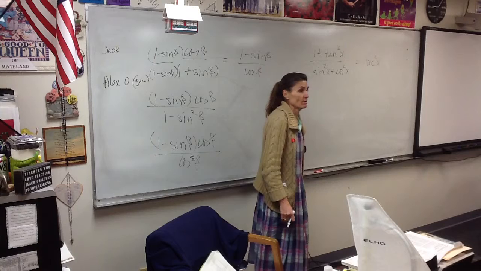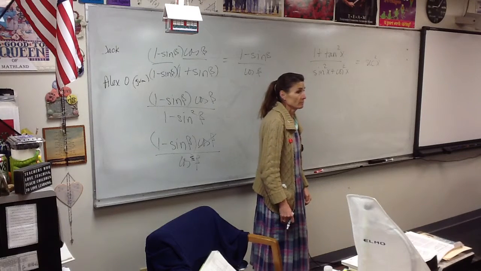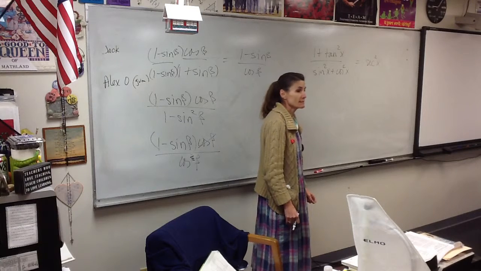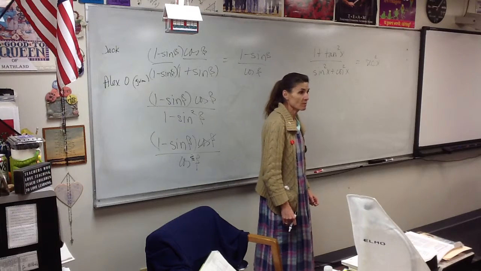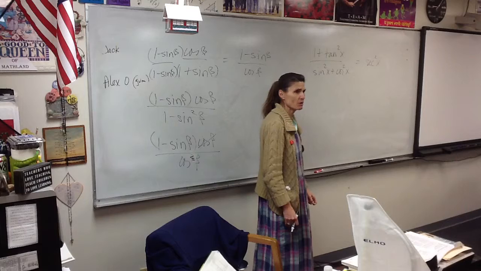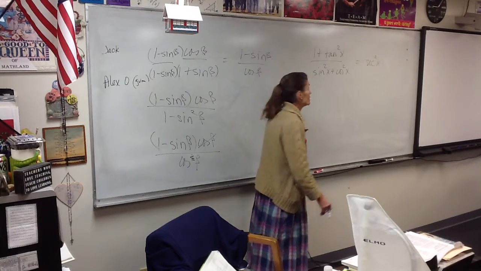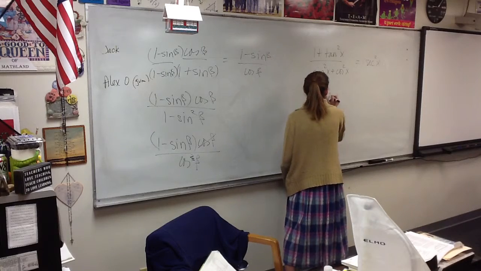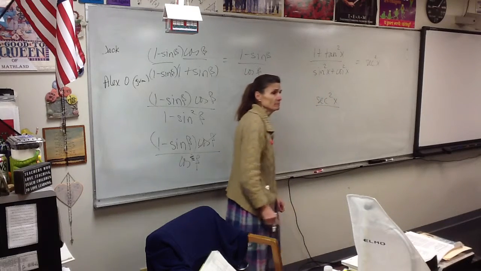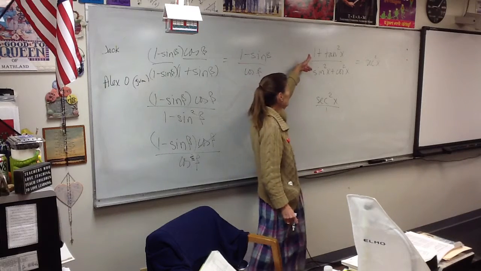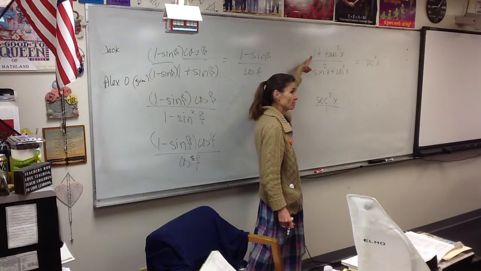Because what's the numerator? 1. The numerator is secant squared. That's one of your Pythagorean identities. In fact, I think it may have been on your quiz. 1 plus tangent squared is secant squared. So the numerator is just secant squared. What's the denominator? 1. Done. These are two identities, just right there.